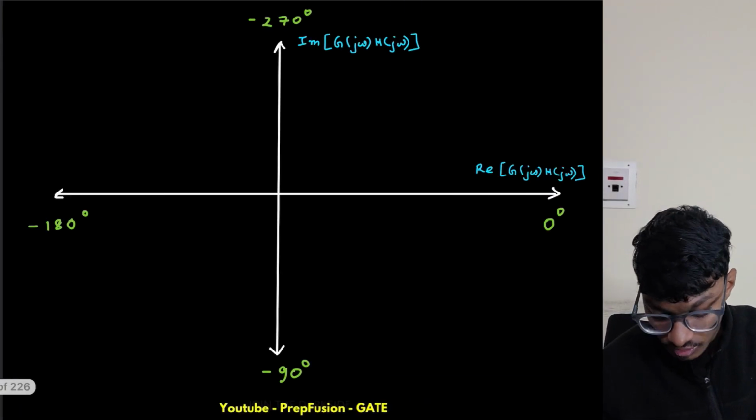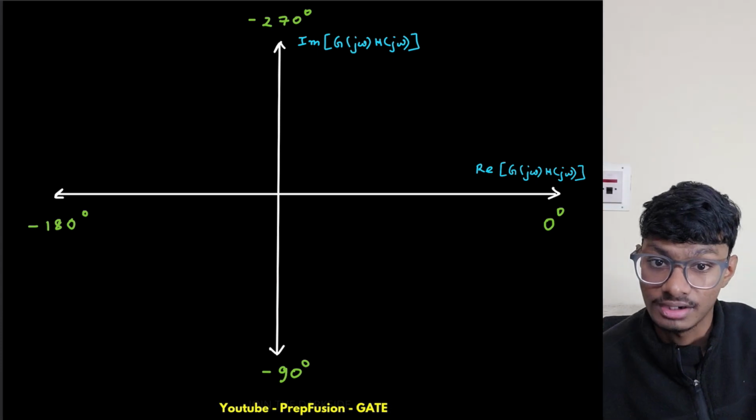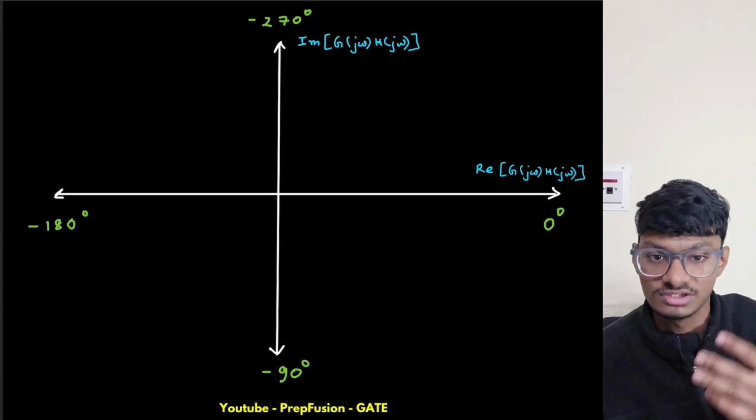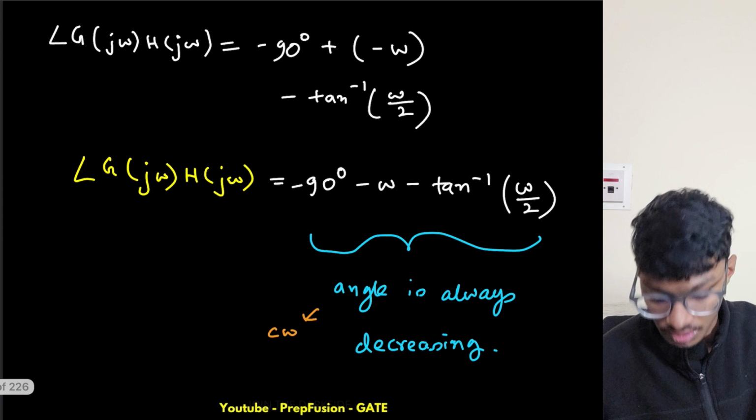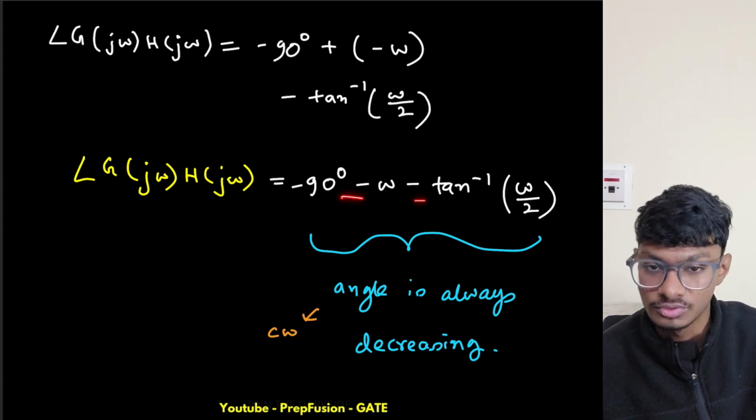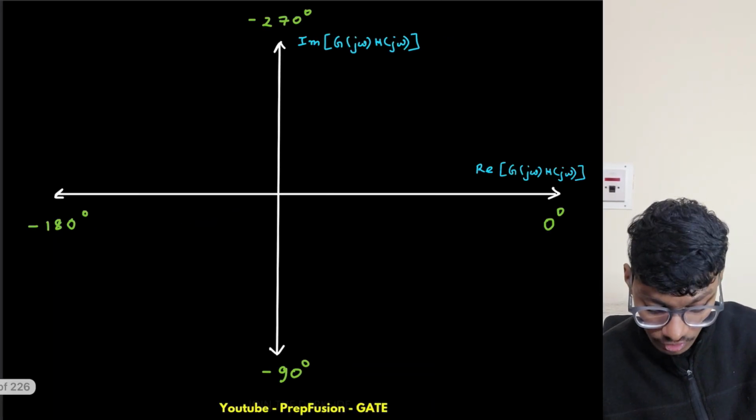So will it ever cross the minus 90 degrees again? Will it ever cross? I mean, during the initial stages, during omega equals 0, will it again cross? No, right? Because it's always reducing. There isn't any plus term to help it cross the minus 90.